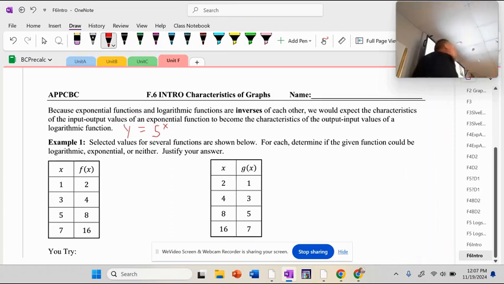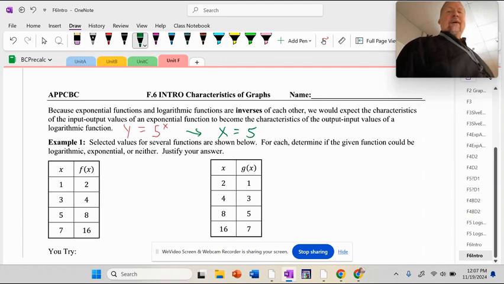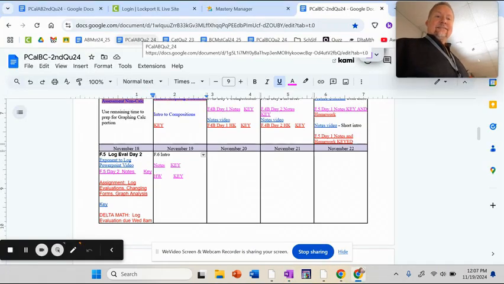Okay. All right. When I say inverse, you say switch x and y. So here's the inverse in green. x equals 5 to the y. Right? And then how do I get y isolated again? The glory and power of logarithms.